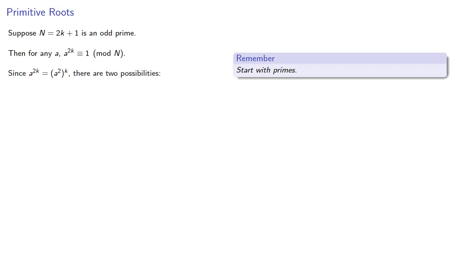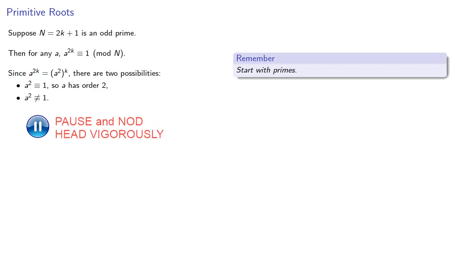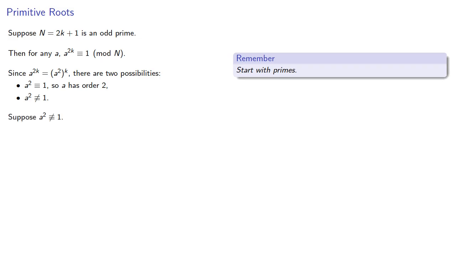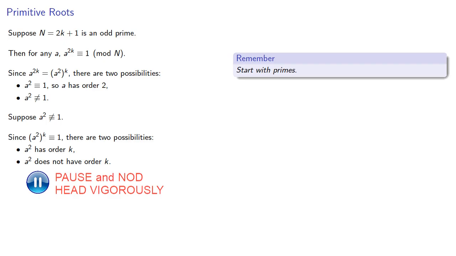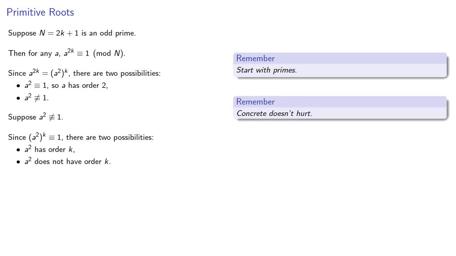Since a to the 2k is a squared to the power k, there's two possibilities. A squared is congruent to 1, so a has order 2, or a squared is not congruent to 1. Suppose a squared is not congruent to 1. Since a squared to the power k is congruent to 1, there are two possibilities. A squared has order k, or a squared does not have order k. So at this point, our reasoning is going to get a little complicated, so remember, concrete doesn't hurt.